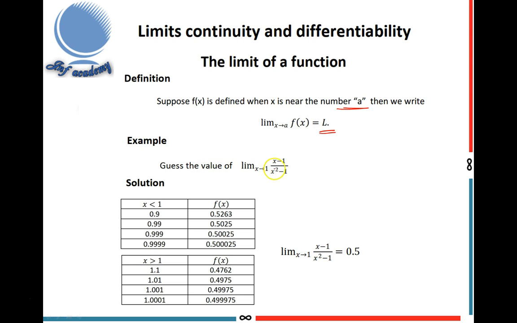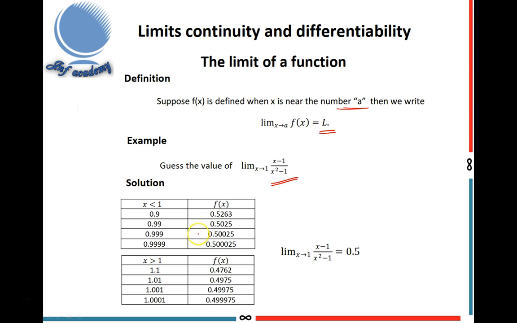Guess the value of limit x tends to 1, x minus 1 by x square minus 1. Note that the function f of x equal to x minus 1 by x square minus 1 is not defined when x equal to 1. But that doesn't matter because the definition of limit says that we consider values of x that are close to 1 but not equal to 1.